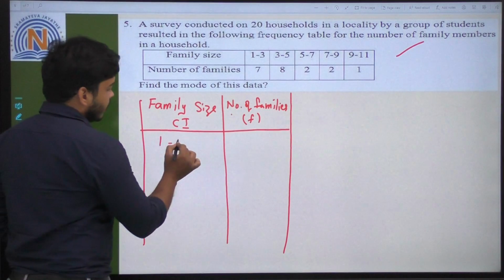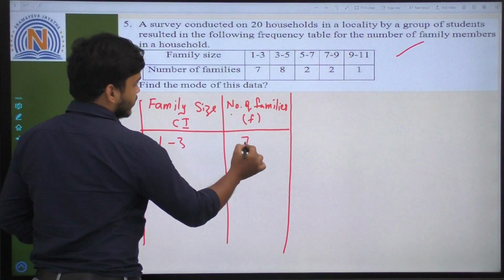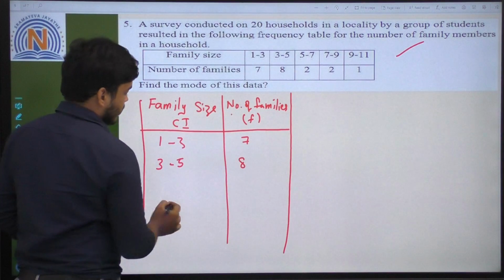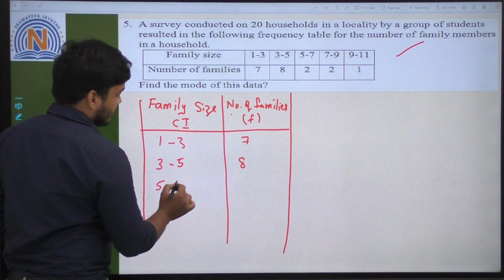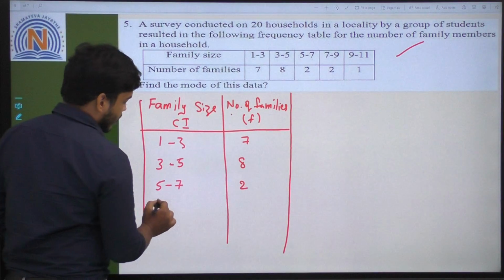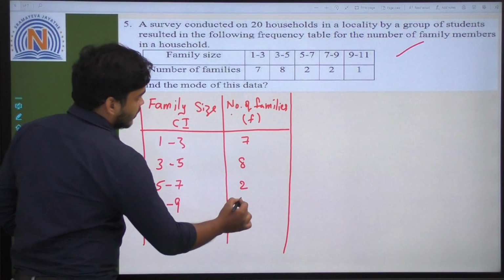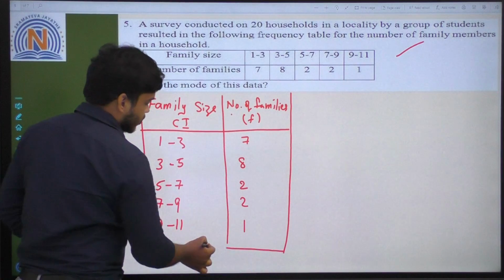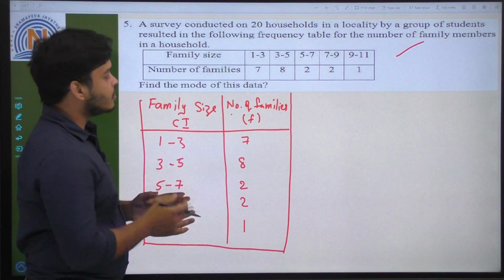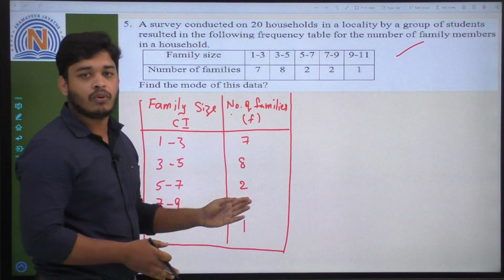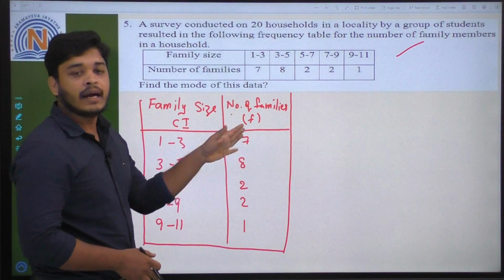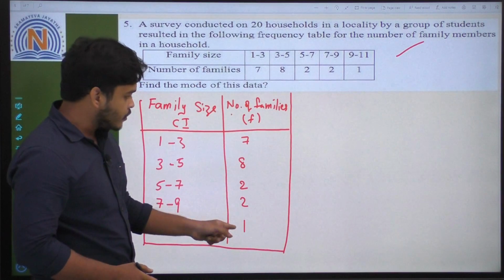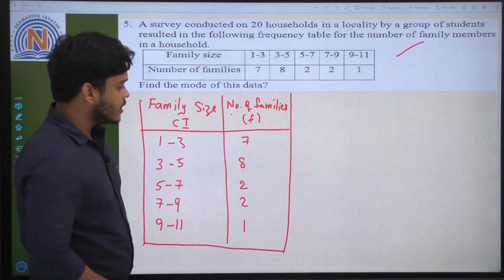The given data is 1 to 3 members. How many families are there? 7 families are there. A family having 3 to 5 members, 8 families are there, and families having 5 to 7 members, 2 families are there, and 7 to 9 members, 2 families are there, and 9 to 11 members, 1 family is there. So from this data, first we need to find the highest frequency in the frequency column. Which one is the highest frequency? 8 is the highest frequency.